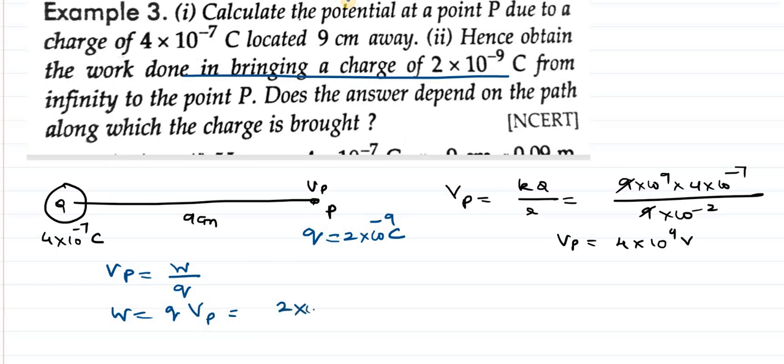Correct or no? So Q is 2 into 10 to the power minus 9. This is 4 into 10 to the power 4. My handwriting is, it is 4. Okay, it is 4, means here 8 into 10 to the power minus 5 joule. Is it clear?